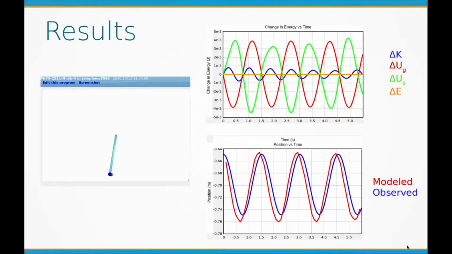And so the results of our model are shown here. You can see the simulation running over here on the left. The red shows the observation, and the blue is what the model is doing. Up here on the right are the plots of the changes in energies over the simulation. You can see that even though all three of these other energies are oscillating, the total energy remains at a constant zero, or the change in total energy is a constant zero. And down here in the bottom right is our modeled position and our observed position. You can see they match pretty closely.